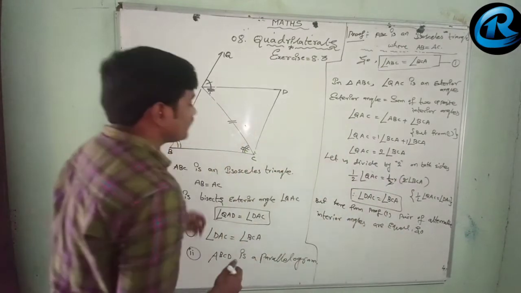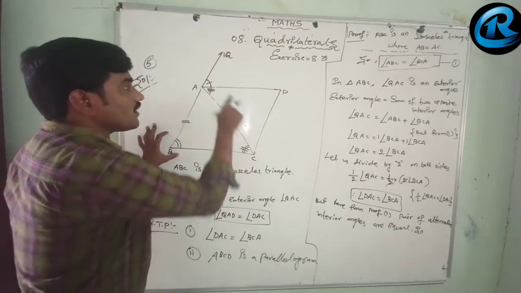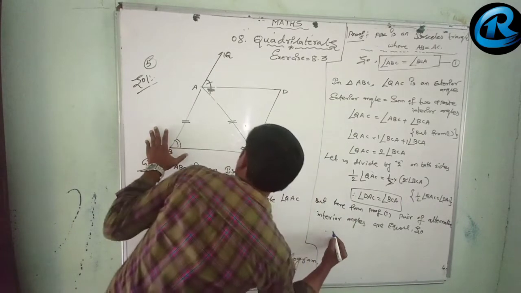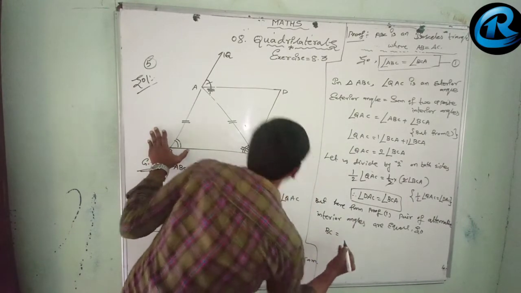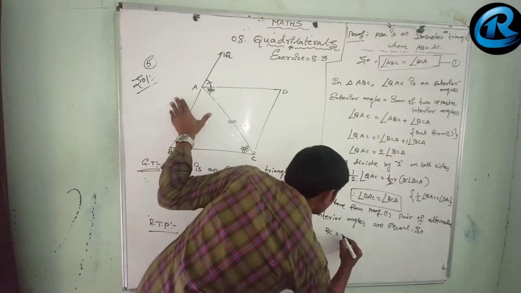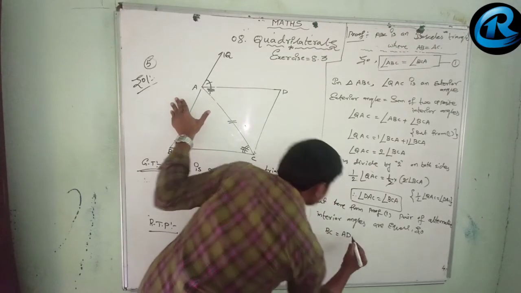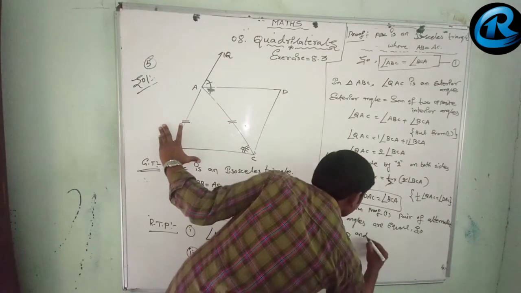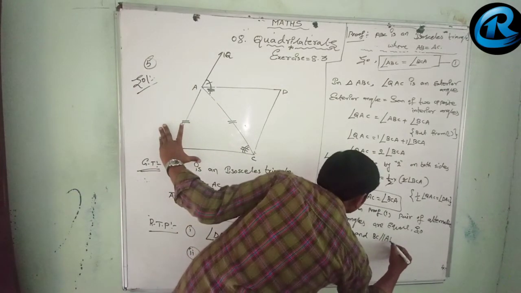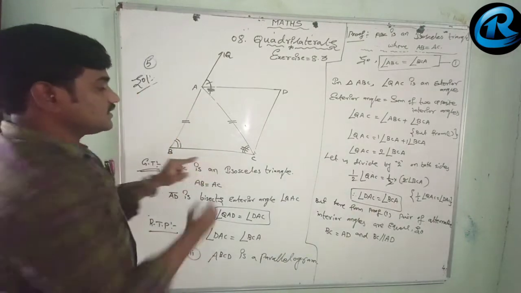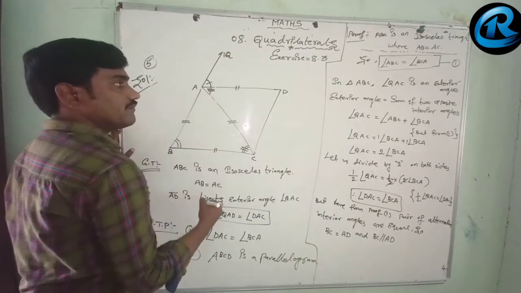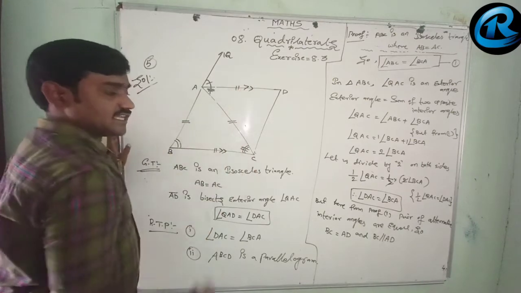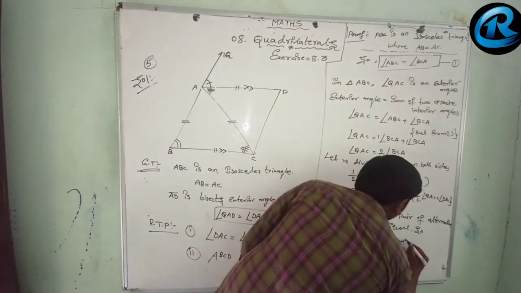So here AB is parallel to AD. BC is equal to AD, and BC is parallel to AD, where AC is a transversal.